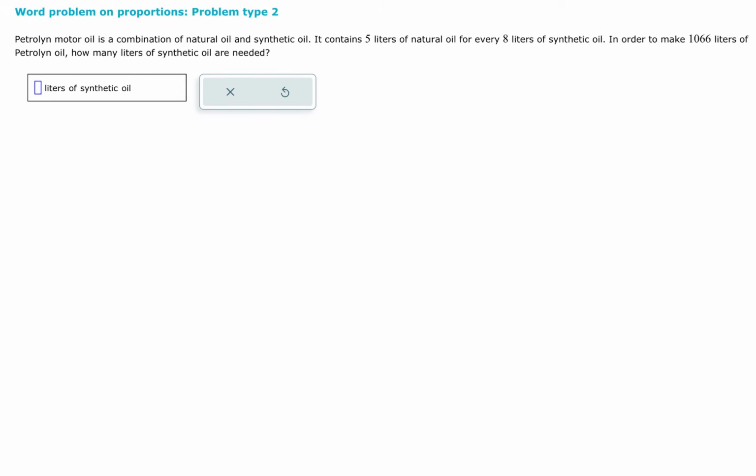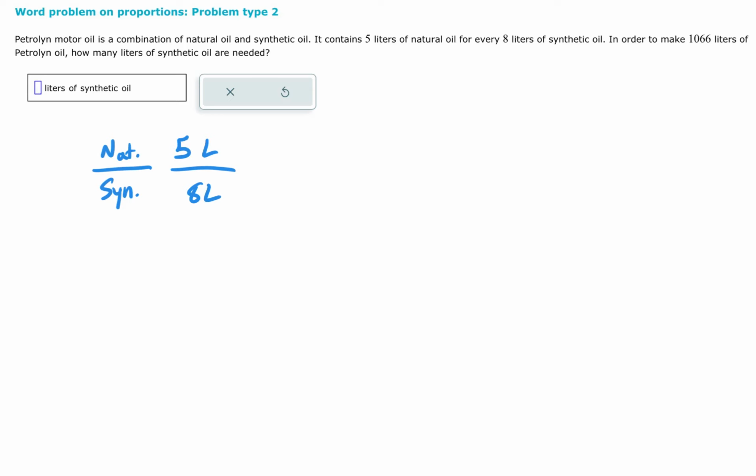One more example. This one says petrol and motor oil is a combination of natural oil and synthetic oil. It contains 5 liters of natural oil for every 8 liters of synthetic. I'm going to put natural over synthetic just to remind myself. In order to make 1,066 liters of petrol and oil, how many liters of synthetic oil are needed?